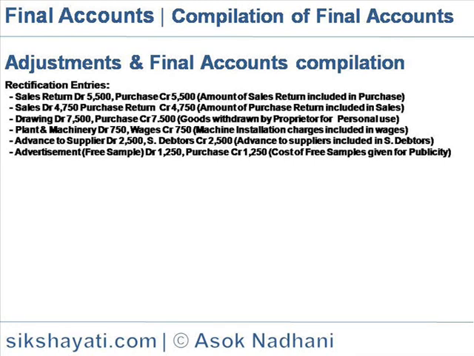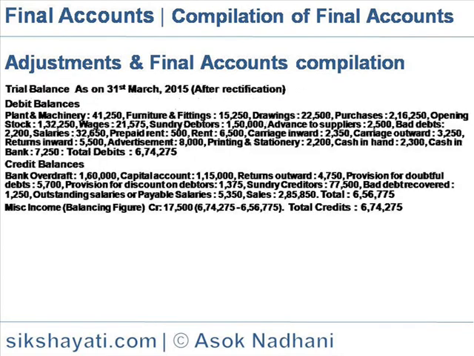Plant and machinery debit 750 to wages 750, machine installation charges included in wages. Advance to supplier debit 2,500 to sundry debtors credit 2,500, advance to supplier included in sundry debtors. Advertisement, free samples: debit 1,250 to purchases credit 1,250, cost of free samples given for publicity. Trial balance. Now after considering the above rectification entries and the figures given above, we prepare the trial balance.